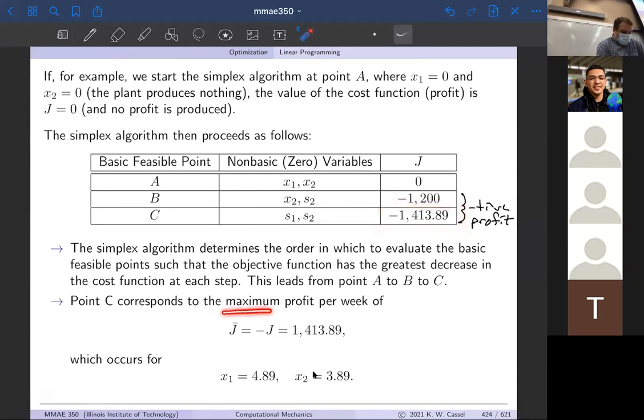The maximum profit per week then is J bar, which is minus J, which is $1,413.89 quadrillion dollars.